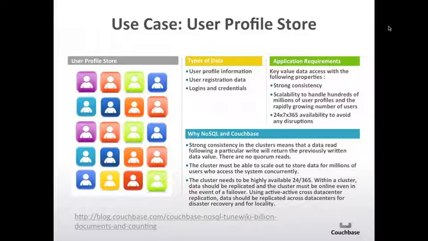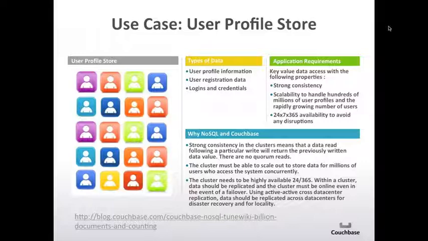The last point is the cluster needs to be highly available, and for the cluster to be highly available, data should be replicated not only within the cluster but also across clusters. So with Couchbase, you could have up to 3 replicas within a cluster, and then across clusters you could also set up XDCR so that data is replicated across geographies. And this is in active mode. You could set up unidirectional or bidirectional replication, and this is very useful for scenarios like disaster recovery.